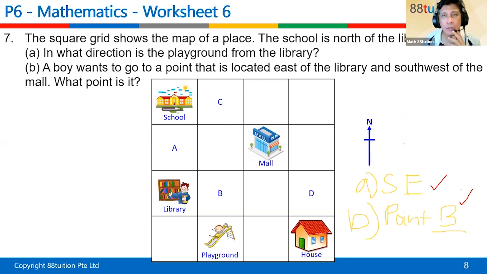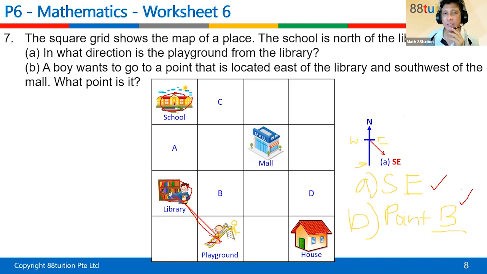Now, the school is north of the library. So you can already tell that the library is here. Then the school is all the way to the top. So yes, the school is north of the library. We want to know in what direction is the playground from the library. So like I say before, if it's from the library, then you need to put the compass onto the library. The library will be right in the middle of the compass. So what happens is from the library, we have to draw an arrow down. So you saw the arrow, right? It comes down. And that's where the playground is.